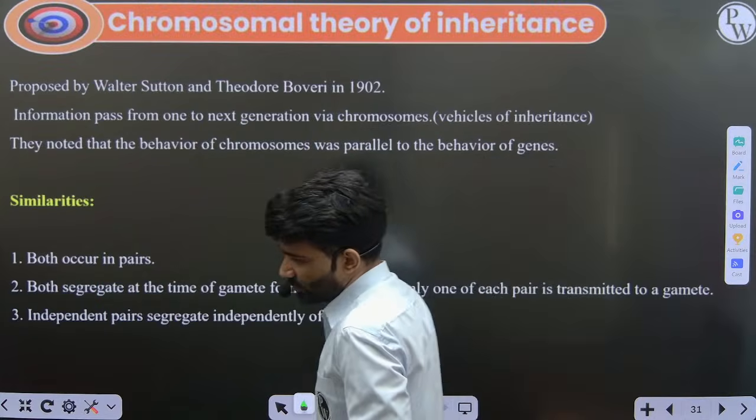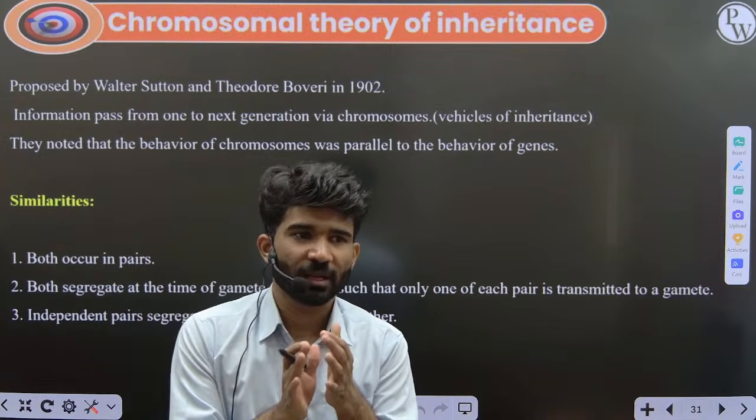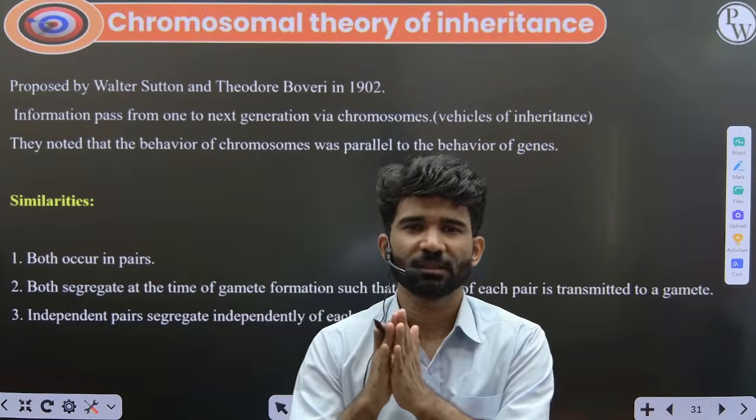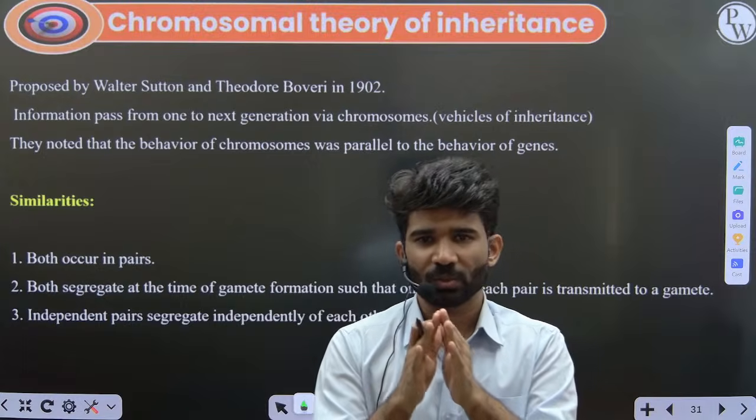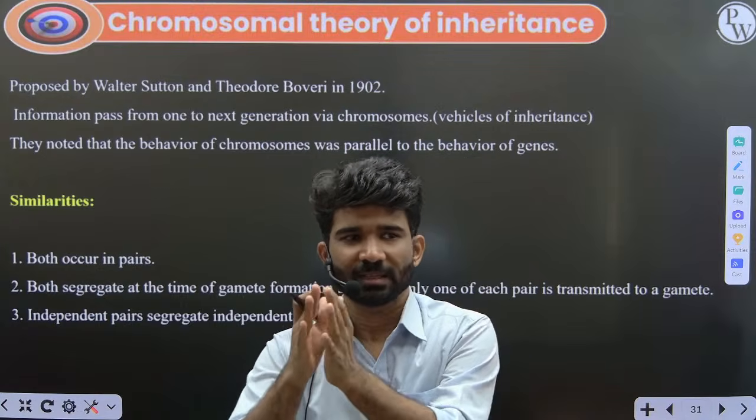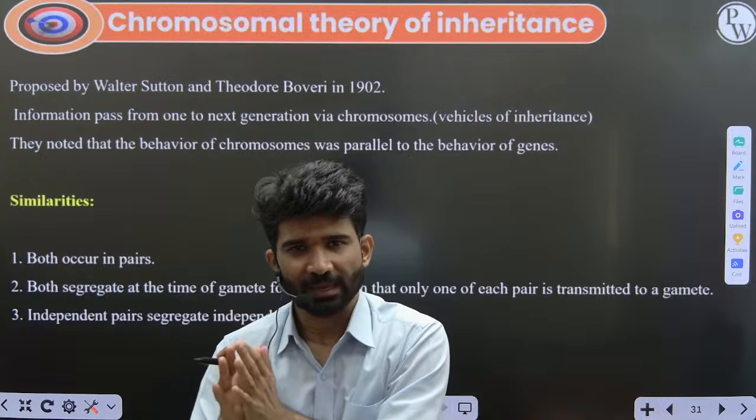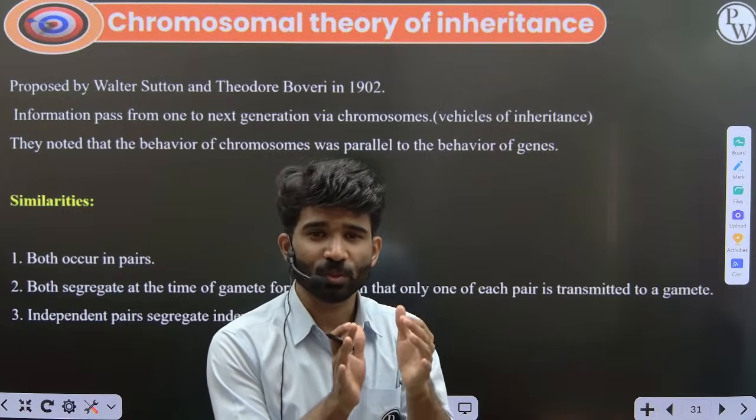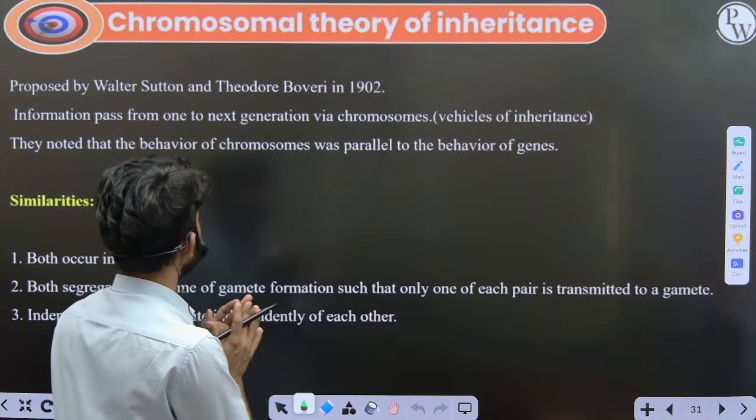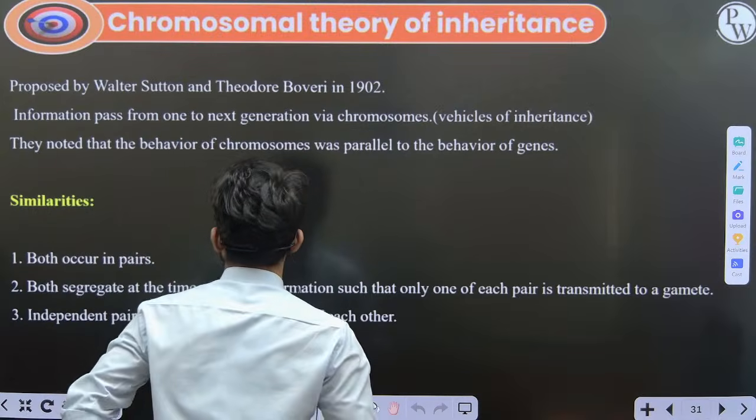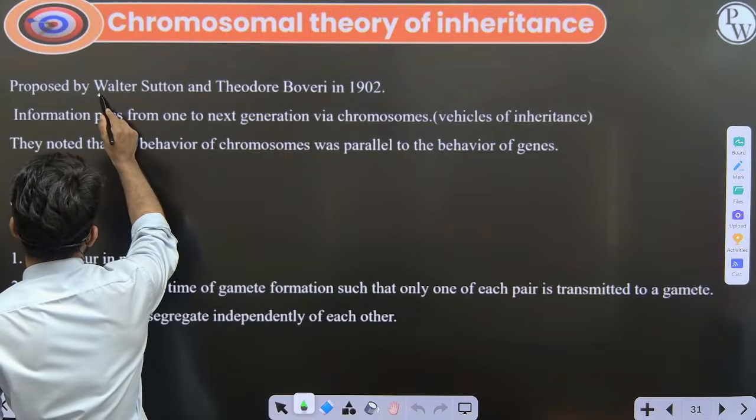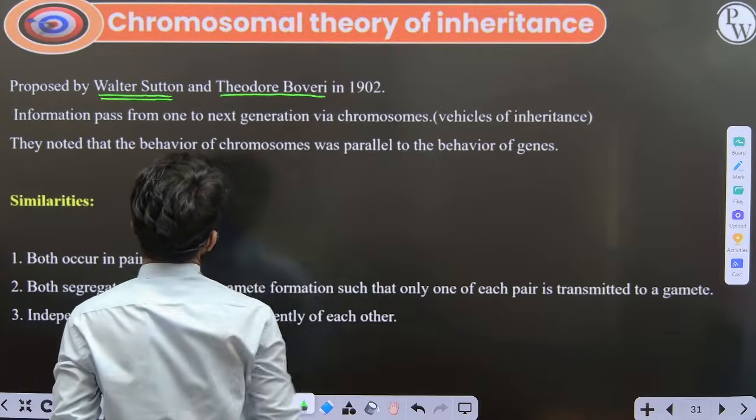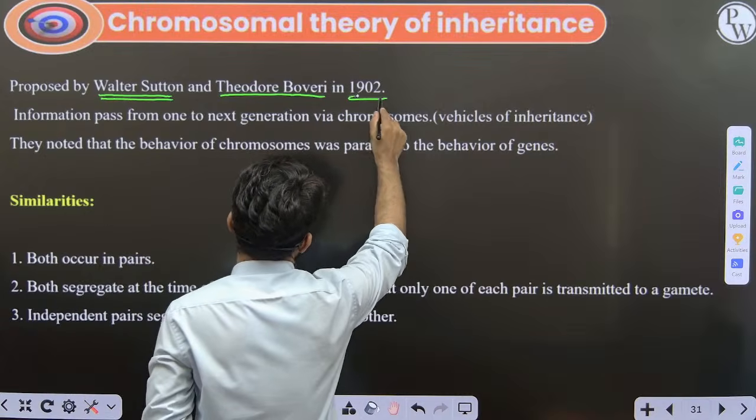The next topic is the chromosomal theory of inheritance. As the name itself says, according to this theory, inheritance, the process of transfer of characters from a parent to offspring, was connected to the chromosome. This chromosomal theory of inheritance was proposed by the scientists Walter Sutton and Theodore Boveri in the year 1900.